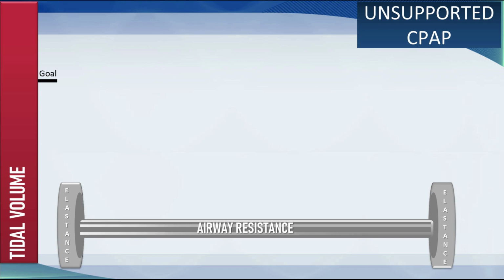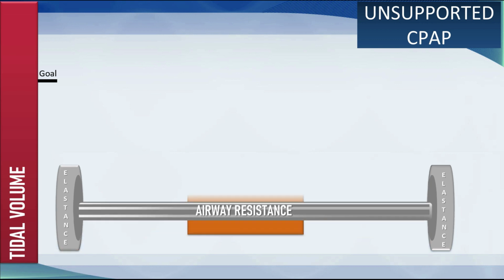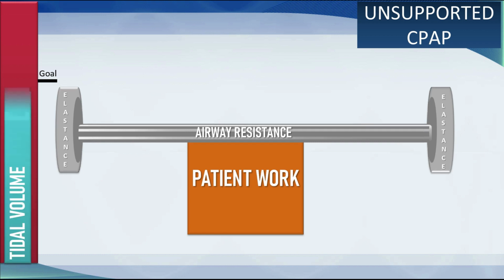Let's start with unsupported CPAP. You can see on the left-hand side of the screen that we have a tidal volume measurement and a goal tidal volume that will be recorded. The tidal volume will appear in light blue. The purpose of CPAP is to restore lung volume to functional residual capacity. From that point in CPAP, nearly all the work of breathing to overcome elastance and resistance is provided by the patient.